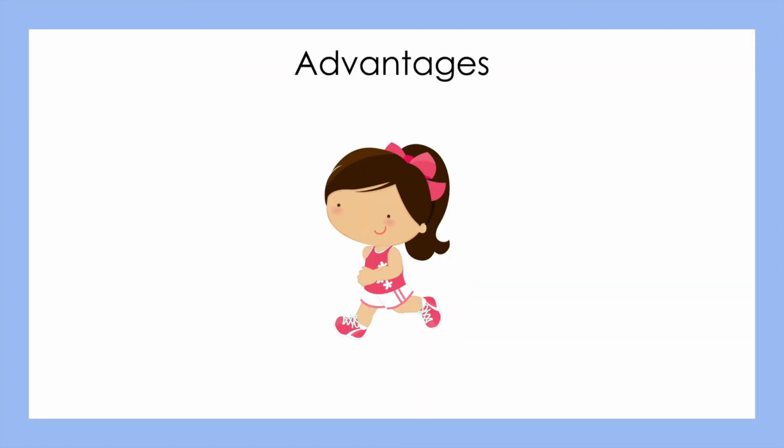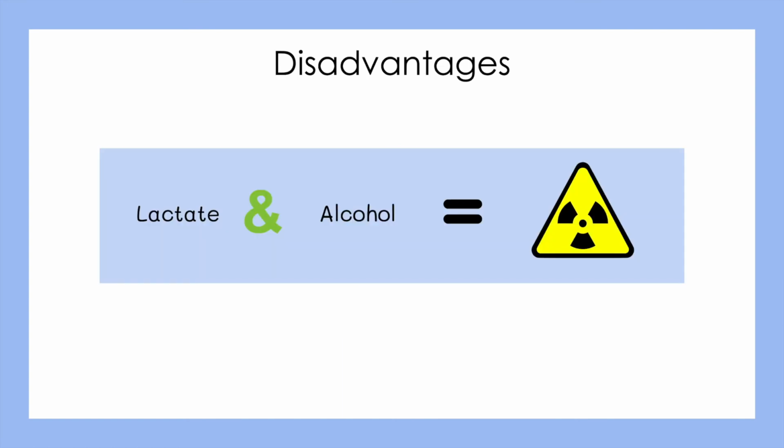Advantages of fermentation. The main benefit of fermentation is the speed of making ATP. It can produce ATP very fast compared to aerobic respiration. Some of the advantages of fermentation are that it lets your muscles get the energy they need for short bursts of intense activity, and it doesn't require oxygen. And for the disadvantages, the lactate and alcohol are toxic to our cells, and the lactate will change the pH and cause muscle fatigue, muscle pain, and cramps.